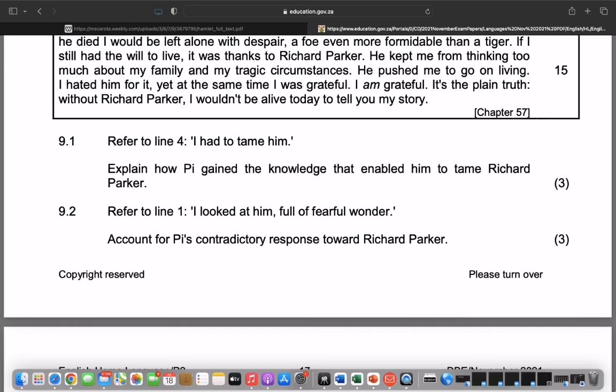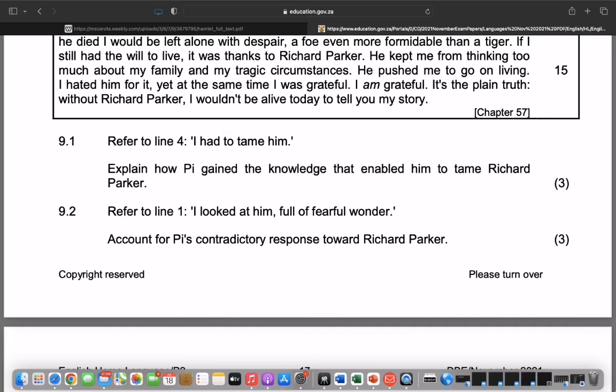9.2, refer to line 1. I looked at him full of fearful wonder. Fearful wonder, that's an oxymoron because you have fearful and wonder and it's contradictory. Okay? How can something be fearful and wonder at the same time? Account for Pi's contradictory response to Richard Parker.